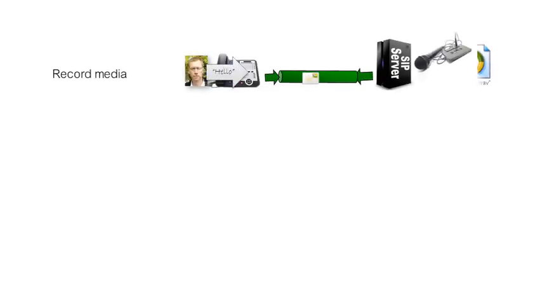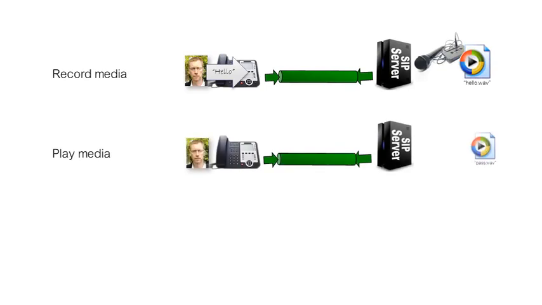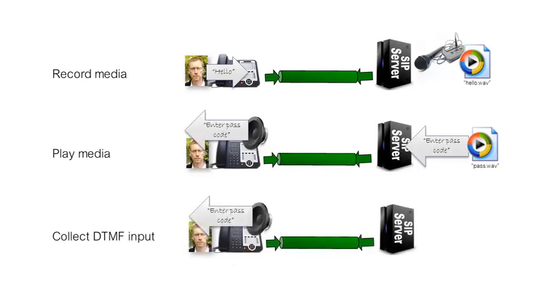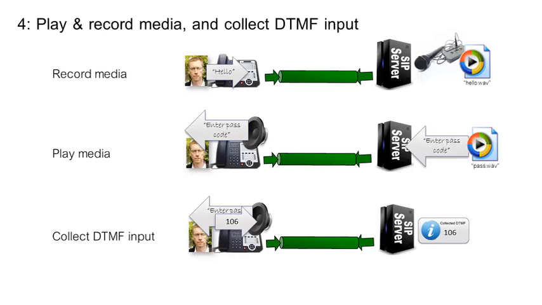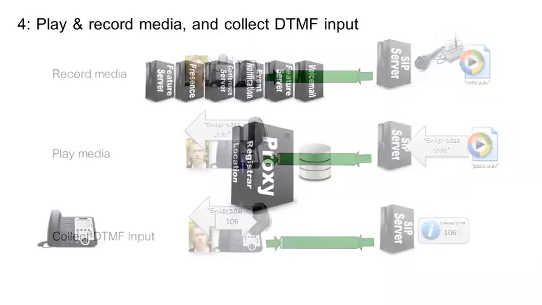Now, there are some services that need extra facilities, like recording users' media, playing back recorded media, and collecting user input in the form of DTMF keystrokes. Press 1 for sales, 2 for support, and so on. That's need number 4, the ability to play and record media and collect DTMF input from users.